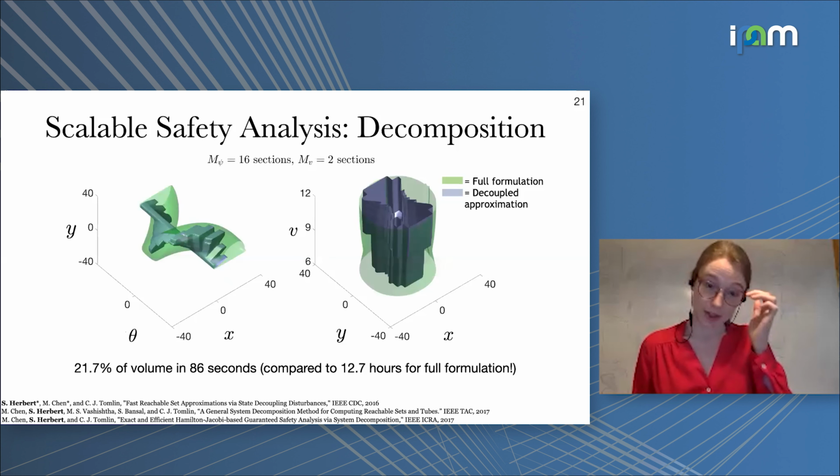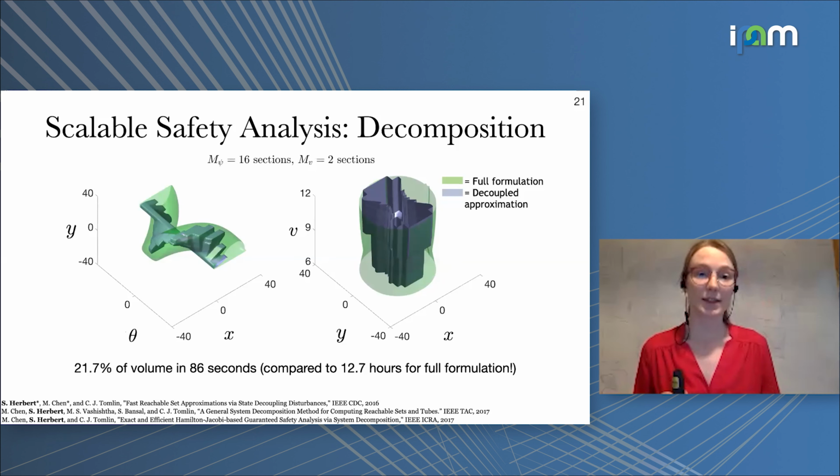Here's what it looks like for that particular problem. So here I'm showing slices in 3D, so X theta Y and X Y V. In green, I'm showing the full formulation, and in gray, I'm showing the decoupled approximation. And we're able to get about 20% of the volume in 86 seconds here, compared to half a day for the full formulation when we grid up the state space. So this is very nice.